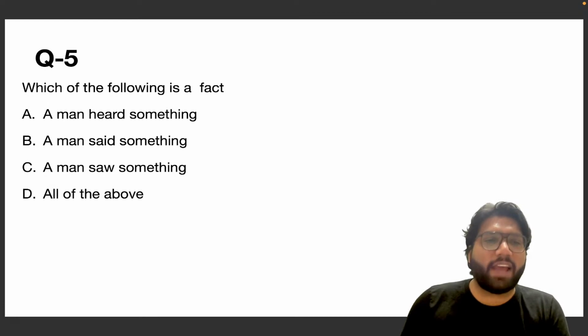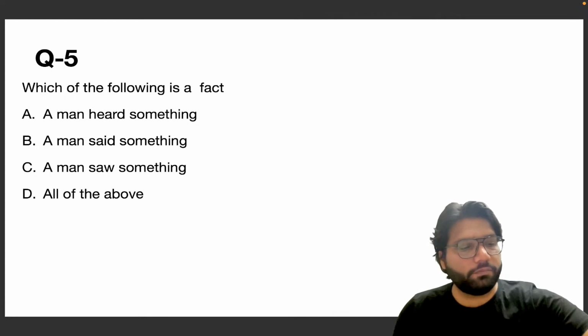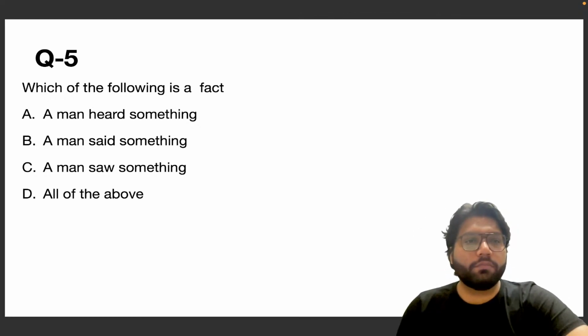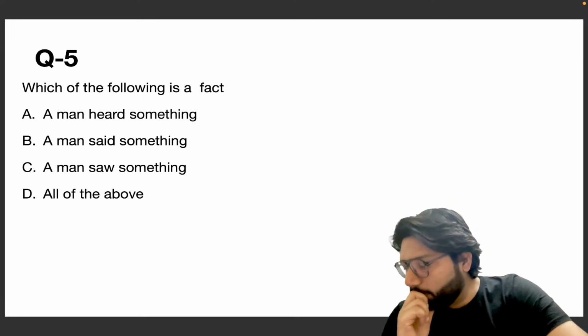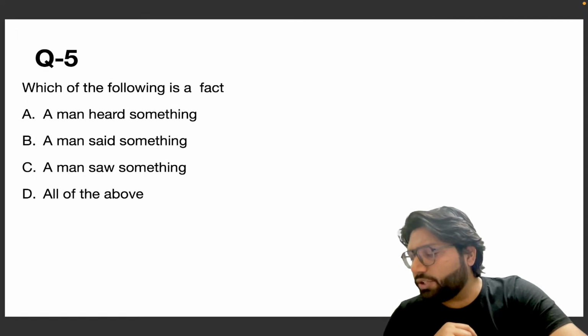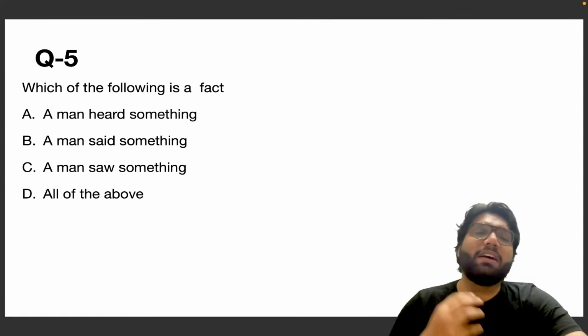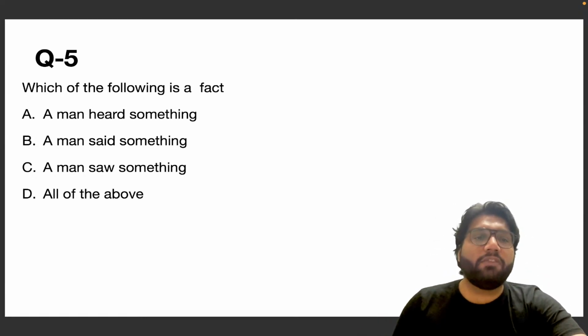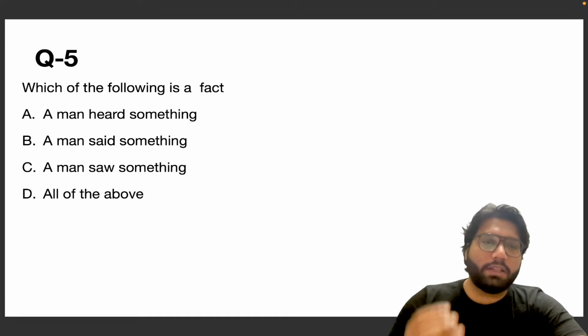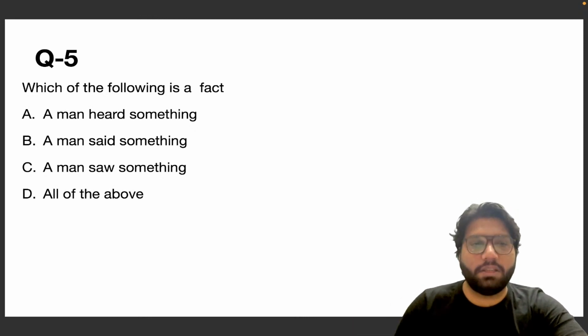Which of the following is a fact? Choose the correct option. Again, the term fact has been defined in section number 3. First one to answer, Sapna, followed by Shivani and Mosmi. D is the correct answer, students. If a man heard something, if a man said something, if a man saw something, these all will be considered as a fact. So the answer is D.